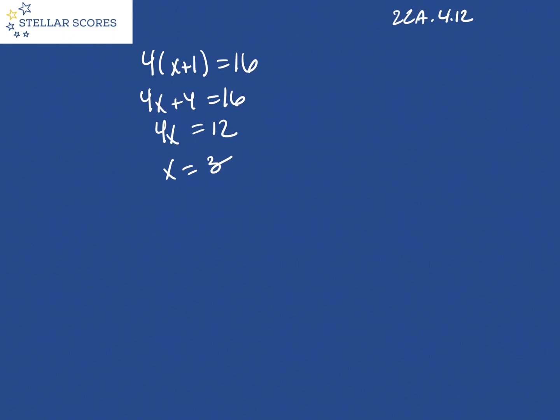asking for. If we go back, we see, oh, wait, the question is asking for what is x plus 1? Oh, no big deal. I have my x is 3. 3 plus 1 is equal to 4. 4 must be the right answer. That's choice B. Okay, this is one way to solve it. Let me show you a simpler, faster way.